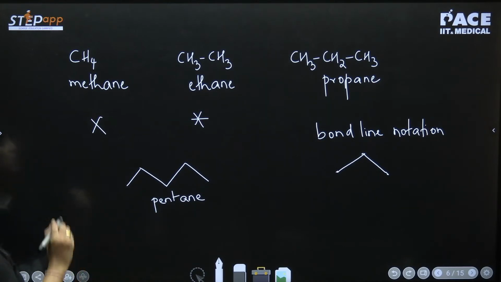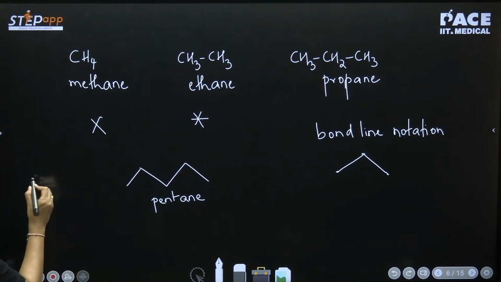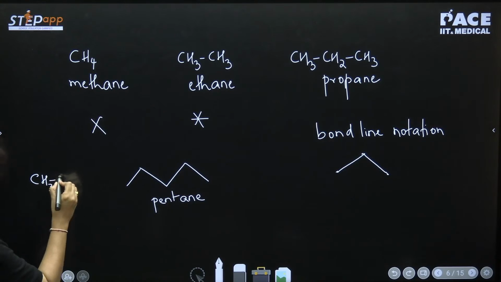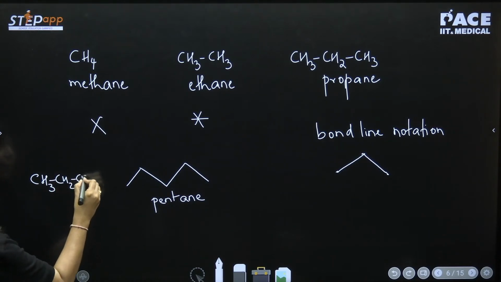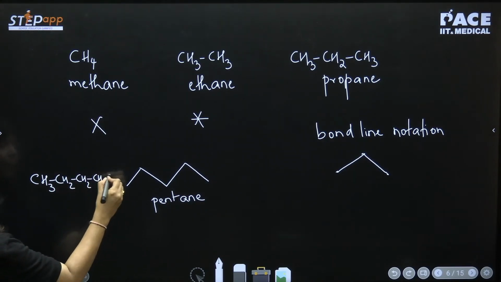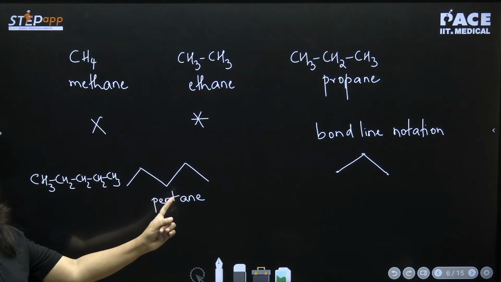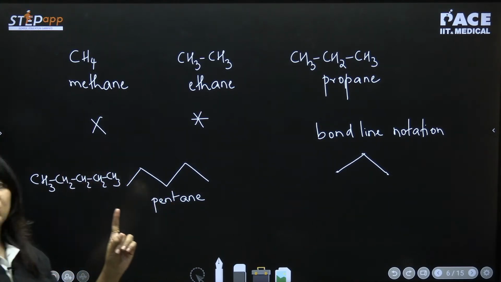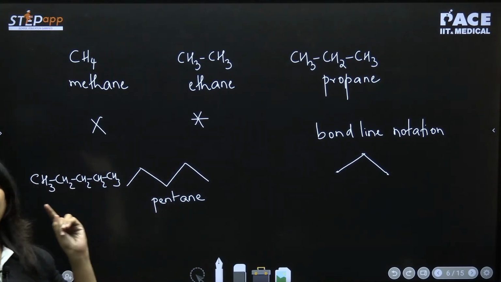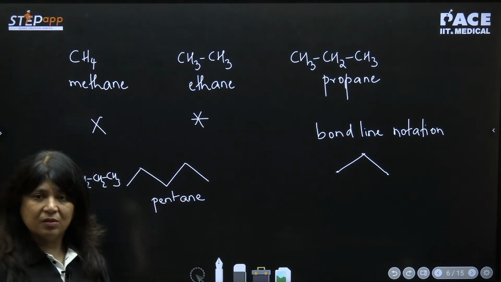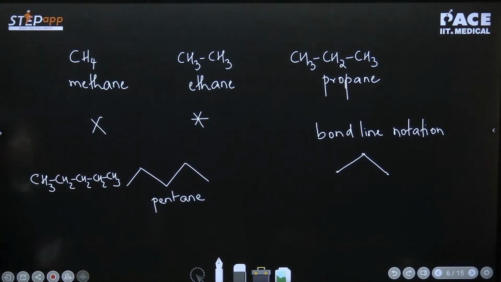If you want to write the structural formula for pentane, it can be written like this. Okay. So this is the structural formula. This is the bond line notation. I can also write a condensed formula for this. Now just pay attention to how I am writing the condensed formula for pentane.